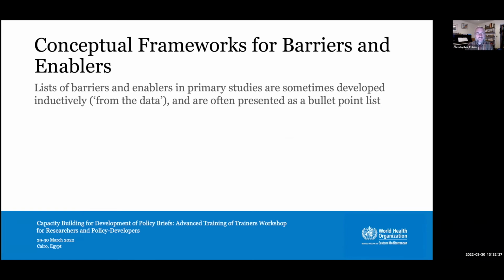First thing to say is that lists of barriers and enablers, you can often find them in primary studies. And many times they're developed inductively from the data, and often presented as a bullet point list. So, someone goes and does research on an implementation process and comes up with a bunch of ideas.